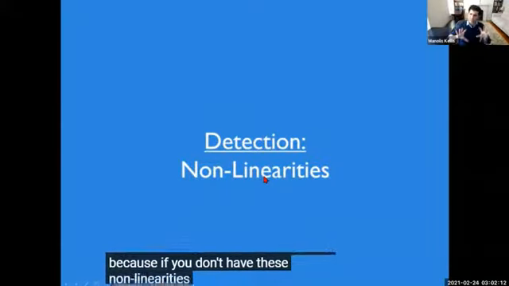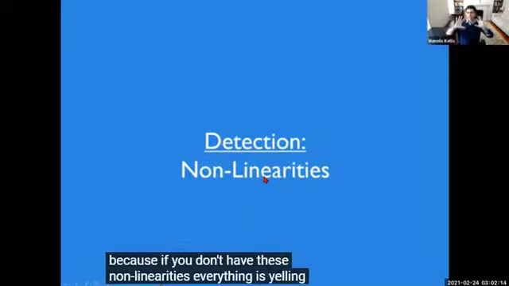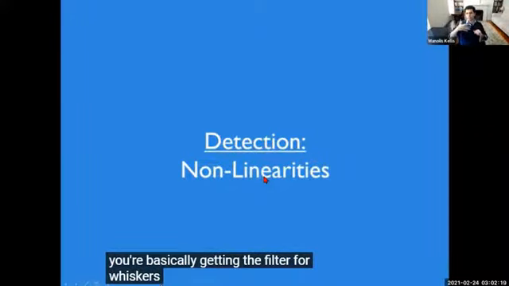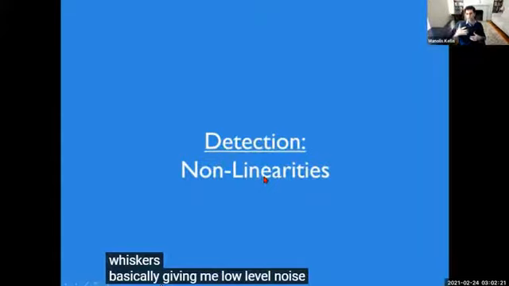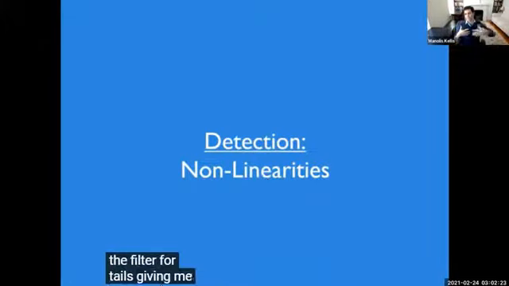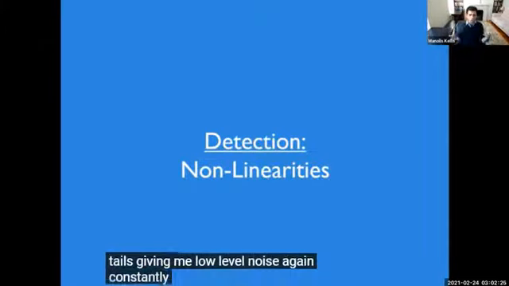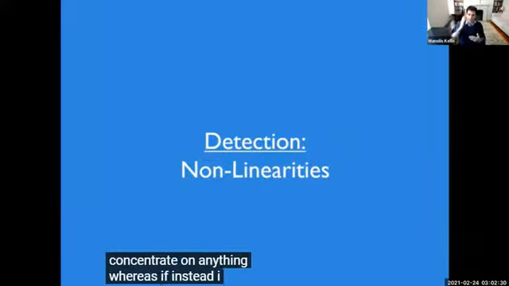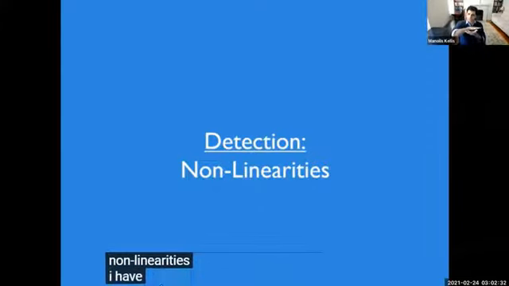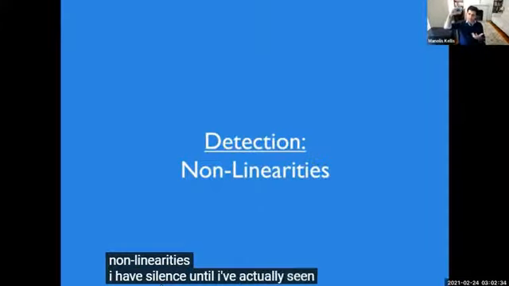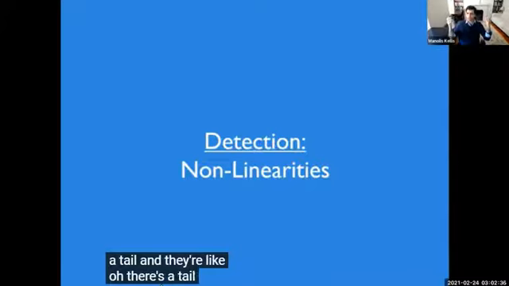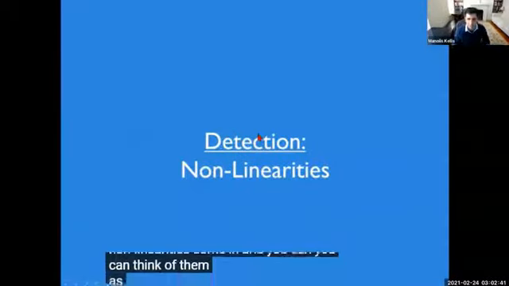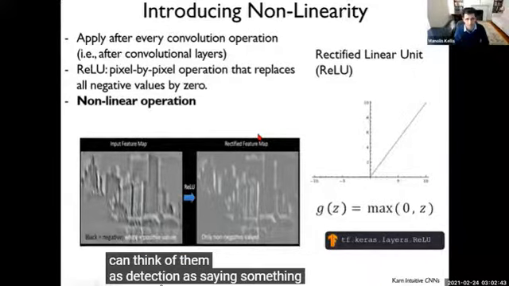Because if you don't have these non-linearities, everything is yelling at the same time. You're basically getting the filter for whiskers giving me low-level noise, and the filter for tails giving me low-level noise again, constantly through the world. And I can't concentrate on anything. Whereas if instead I introduce these non-linearities, I have silence until I've actually seen a tail. And then I'm like, oh, there's a tail. So that's where the non-linearities come in. And you can think of them as detection, as saying something is there or not.